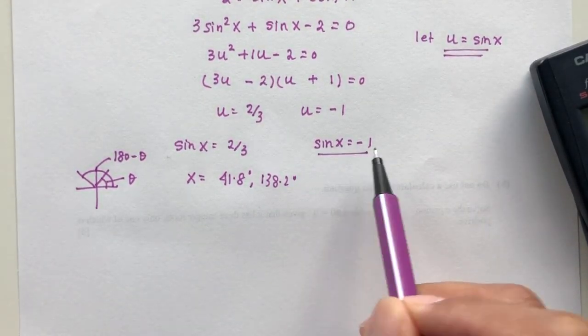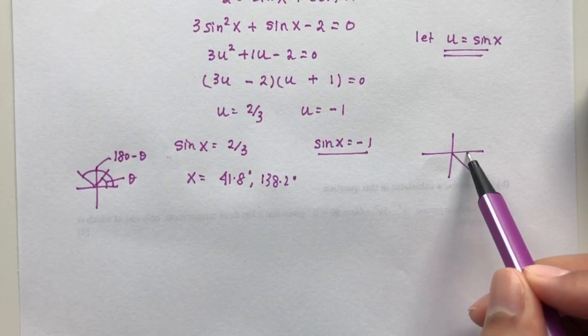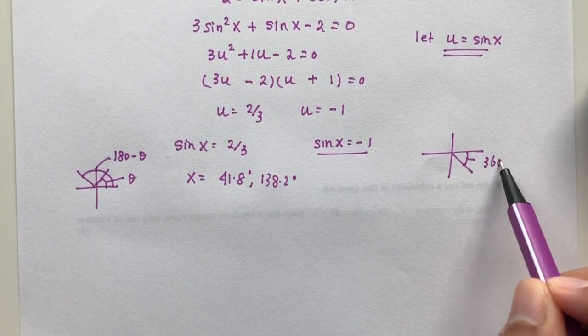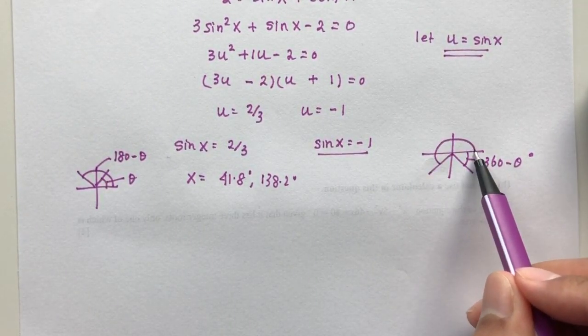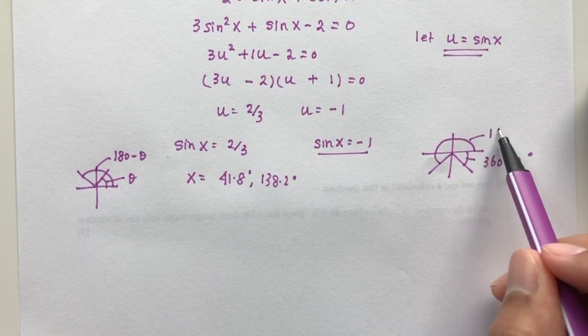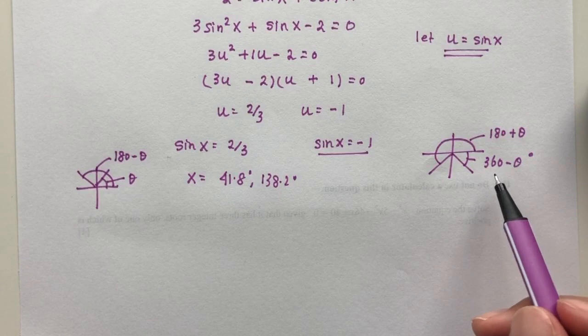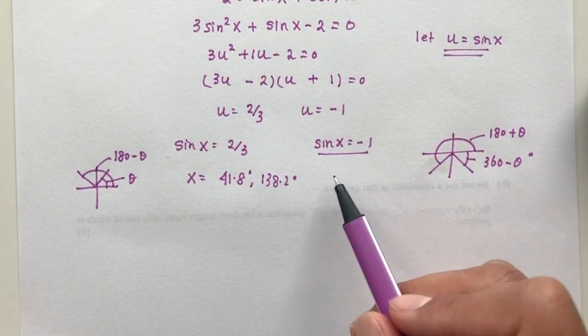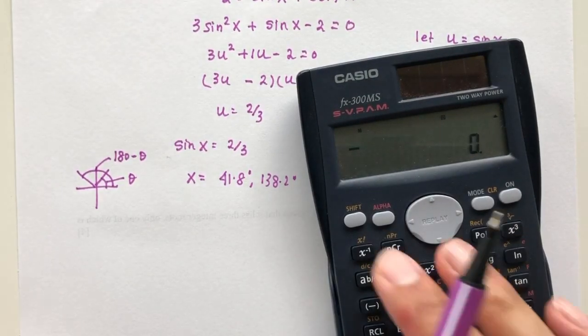How about this one? If sine is negative, it will be right here, which is 360 minus theta, or it can be here, which is 180 plus theta. As you can see, both values will be outside the range, but let's find out what values we have. So x will be minus, so sine inverse.